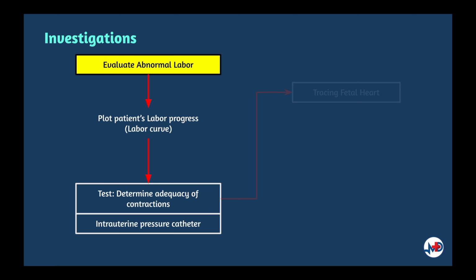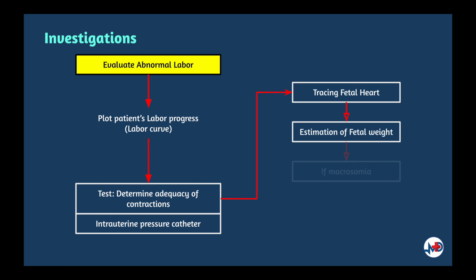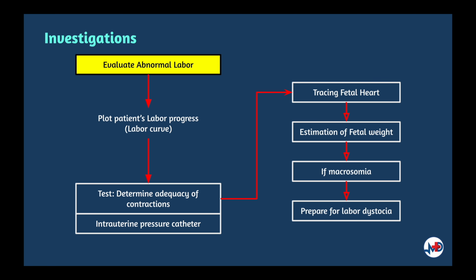There are no specific lab tests that can be done to assess an abnormal labor. To evaluate abnormal labor, plot the patient's labor progress, which is the cervical dilatation versus duration in hours, on a labor curve. The test used to address adequate labor is the review of the uterine contraction pattern by determining adequacy of contractions with use of an intrauterine pressure catheter.